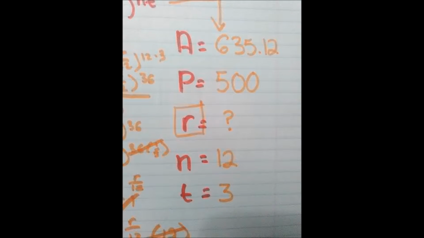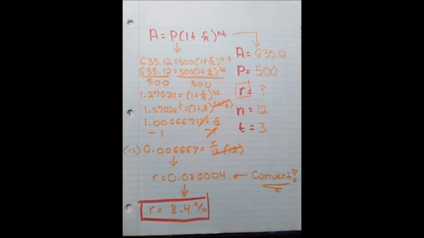After applying the values of the variables and substituting them back into the equation, we have 635.12 equals 500 times (1 plus r over 12) to the 12 times 3 power. In order to solve this, since it's a different format, we begin by isolating the variable r, since it's not A, which is originally isolated. We do this by dividing by 500 on both sides of the equation, then simplifying the exponent on the outside of the parentheses.